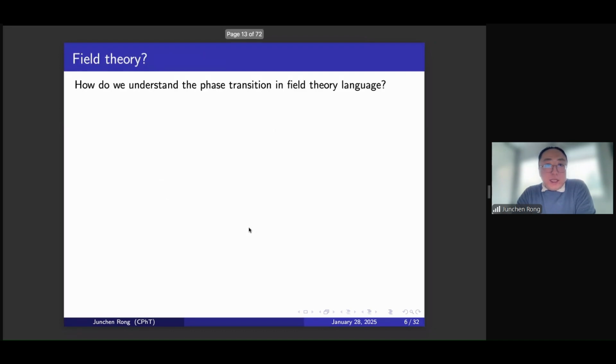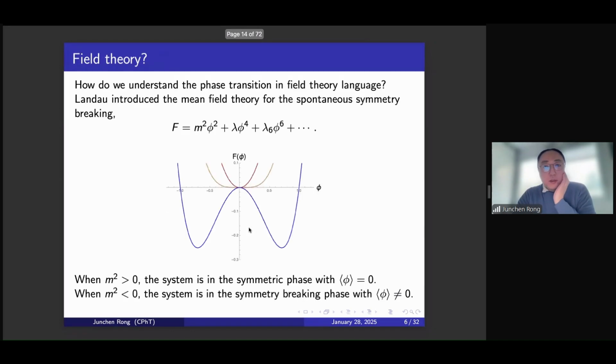But how do we understand this in field theory language? Landau told us that the first thing you should consider is the spontaneous symmetry breaking. Consider the free energy written in this form, where the Z2 symmetry is given by phi equal to minus phi. When the mass is positive, the system is in the symmetric phase. When the mass is negative, the system is in the symmetry breaking phase. It's like before. But how about finite temperature?